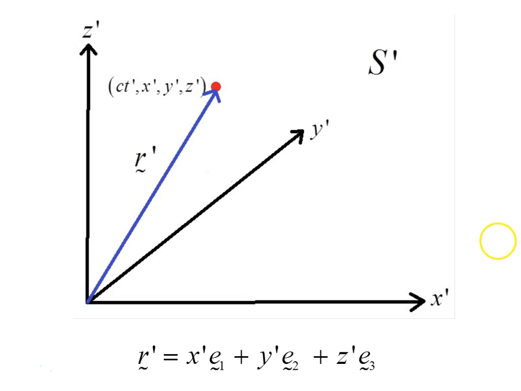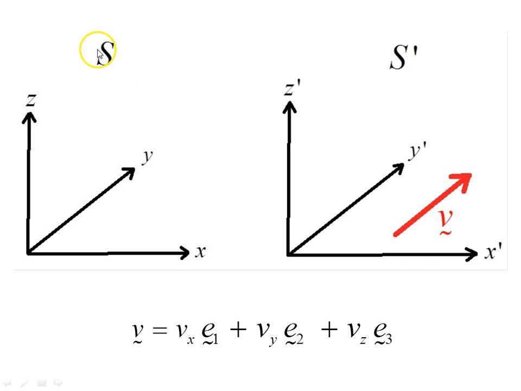Another observer in another frame of reference, moving at constant speed with respect to the first, that's frame S prime, records the same event with different coordinates ct', x', y', z', and position vector r'. So this is a different frame moving at constant speed relative to the previous frame S, with position vector r', x', y', z'. These are the axes.